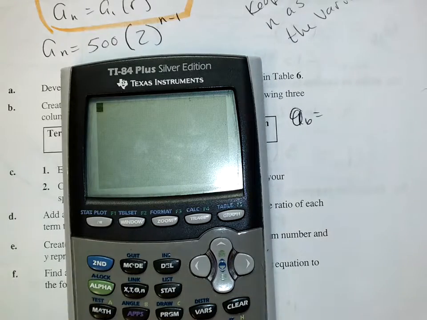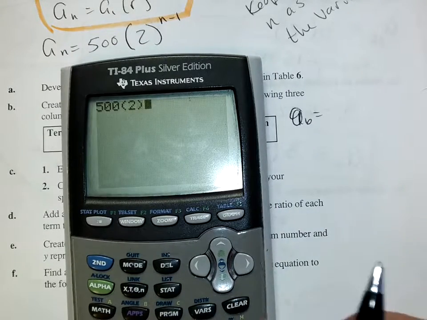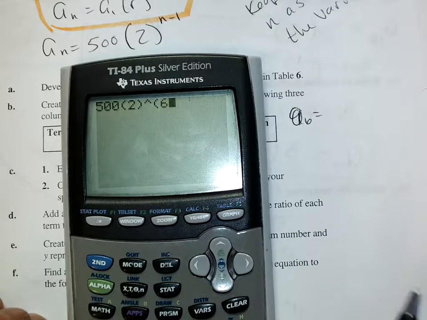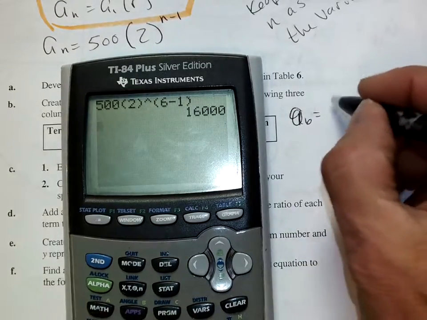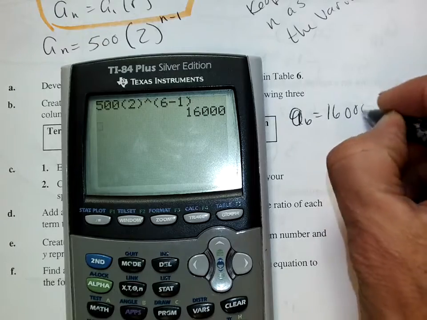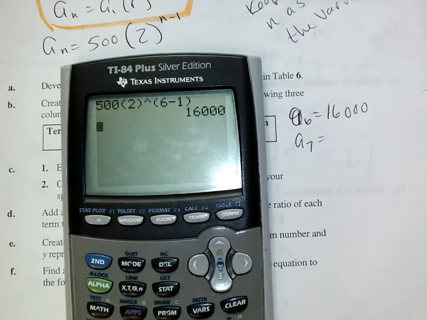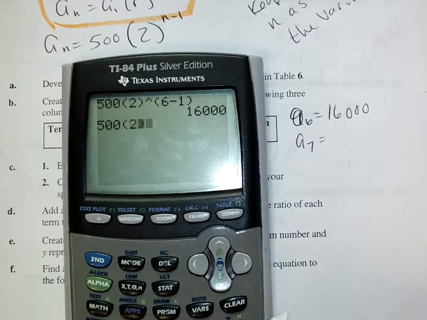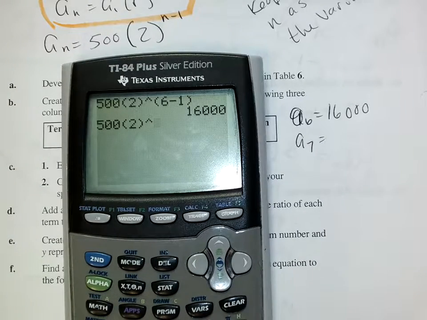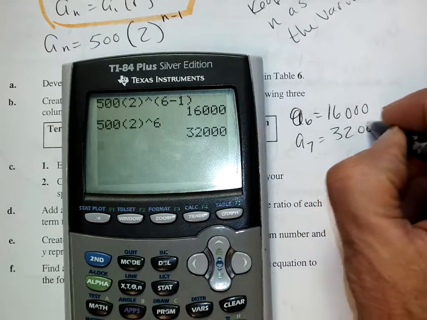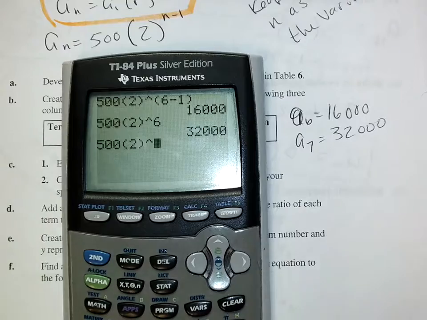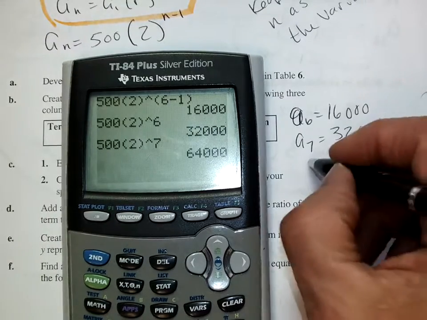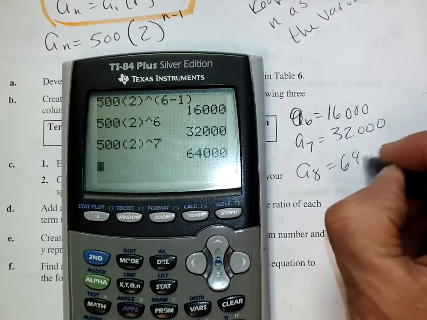I'm going to make the 6th term. I'm going to go 500 times 2 to the 6 minus 1, right? Which everybody knows that's 5, right? Agree? 5. Okay, so then A6 is 16,000, right? A7, I could use the formula. I can go 500 times 2 to the power of 6, okay, guys, 6 because it'd be 7 minus 1. Right? Gives me 32,000. And then for A8, I can go 500 times 2 to the power of 7, which gives me the 8th term, right? So A8 is 64,000.